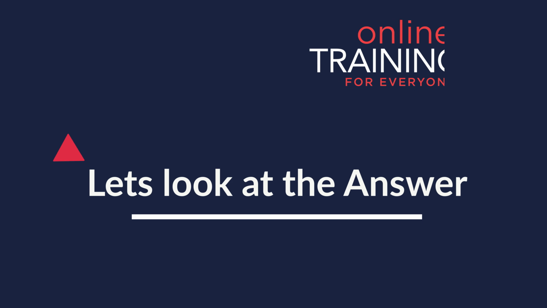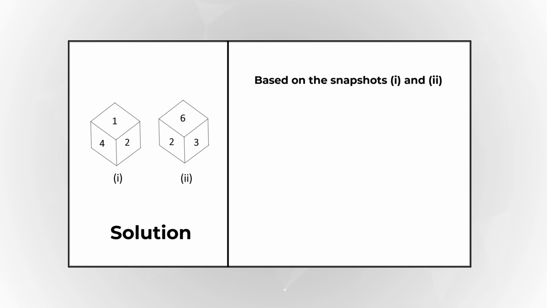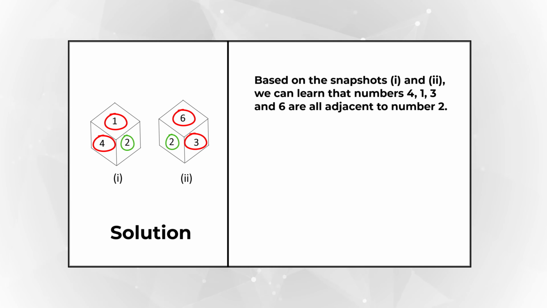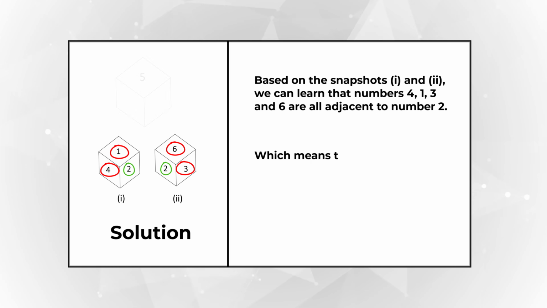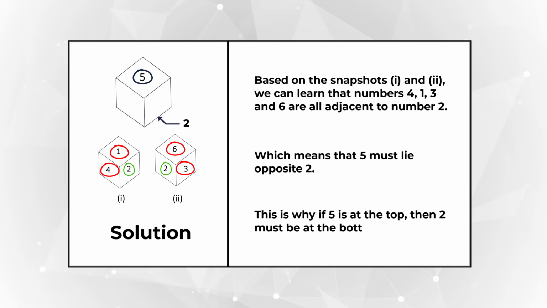To solve this challenge, let's take a close look at the dice's snapshots. Based on both snapshots, we can learn that numbers 4, 1, 3, and 6 are all adjacent to number 2. Because a dice only has 6 sides and corresponding 6 numbers, based on the two snapshots, we can determine that 5 must lie opposite of number 2. This is why if 5 is at the top, then 2 must be at the bottom.